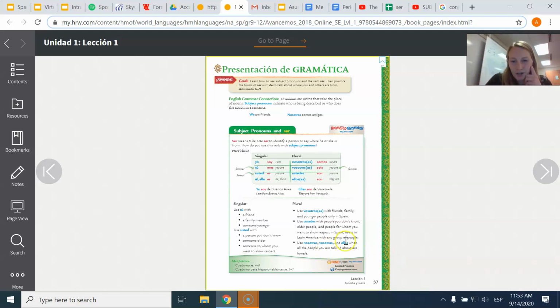Nosotras, vosotras, and ellas are used when all the people you're talking about are female. Remember, if there's just one male, you're going to use the OS ending: nosotros, vosotros, and ellos. So if you're all female, go ahead and use the AS ending: nosotras, vosotras, and ellas. Muy bien.